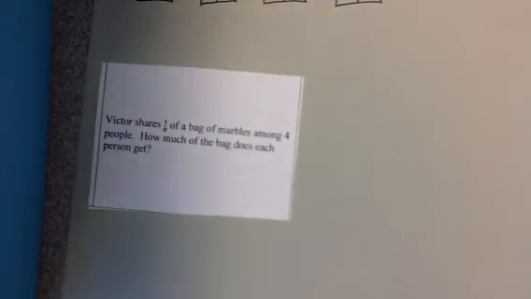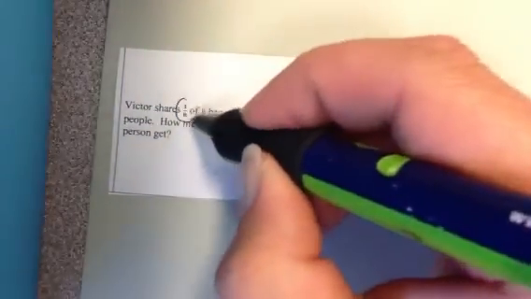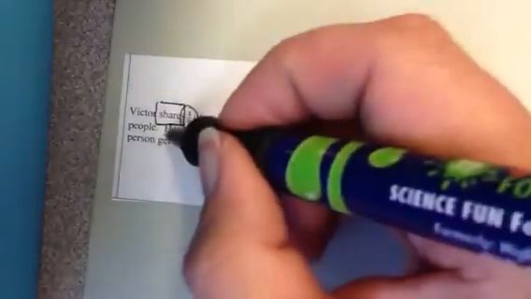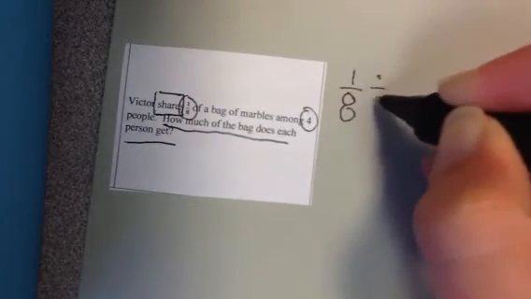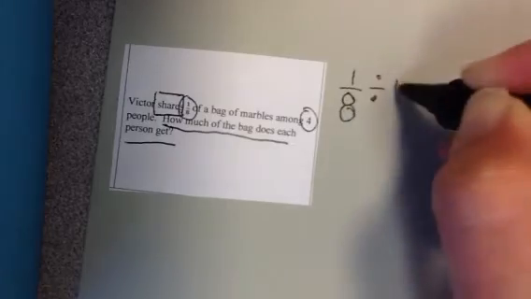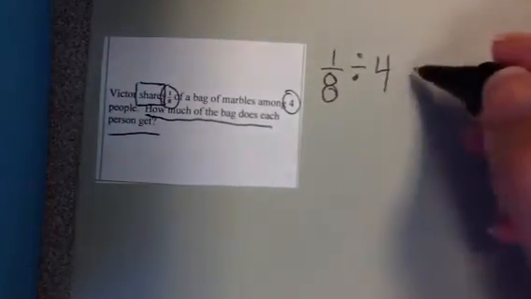Let's talk about Victor. Victor shares, oh, there's a good word, shares 1/8 of a bag of marbles among 4 people. How much of the bag does each person get? What am I starting with? Did I start off with 4 people and I'm going to share them? Or am I starting off with 1/8 of a bag of marbles? I started off with 1/8 of a bag of marbles and I'm sharing it with 4 people.